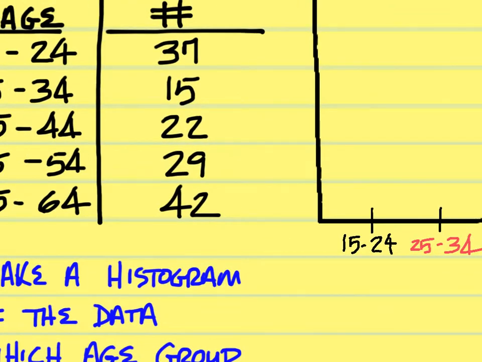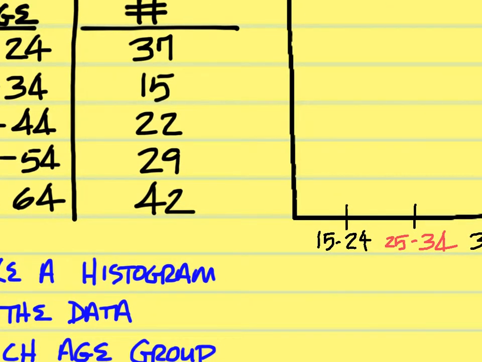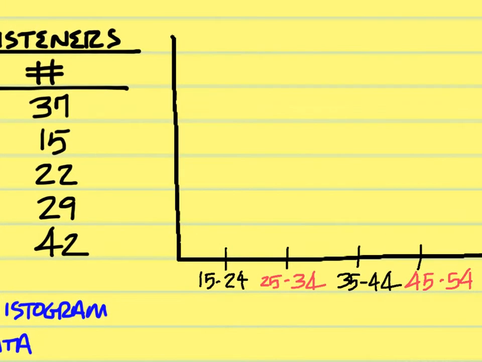On the second column, you have 37, 15, 22, 29, 42. What's the lowest? 15. And what's the highest? 42. So it looks like we can mark them like this. 15 to 42, we can do 15, 20, 25, 30, 35, 40, and mark them off accordingly. You could have done it differently and still have a good graph.